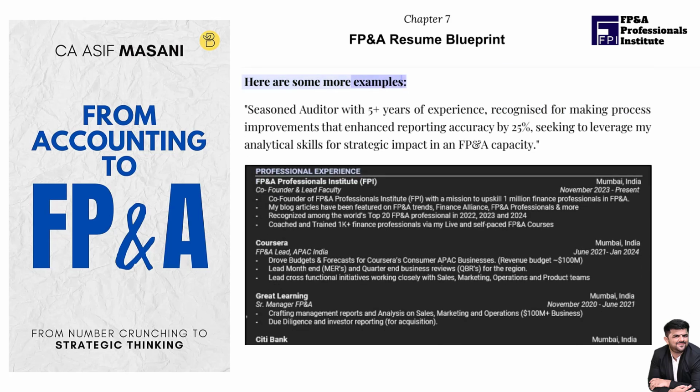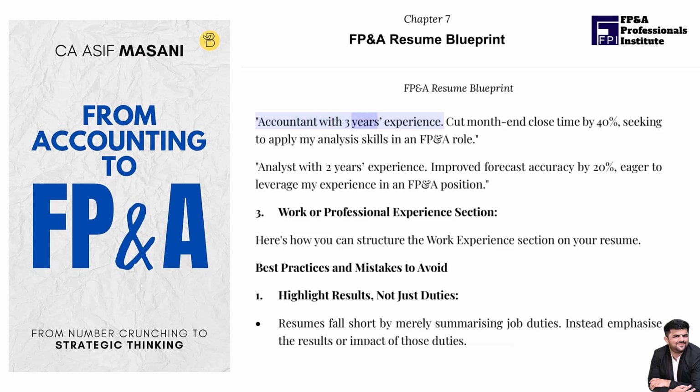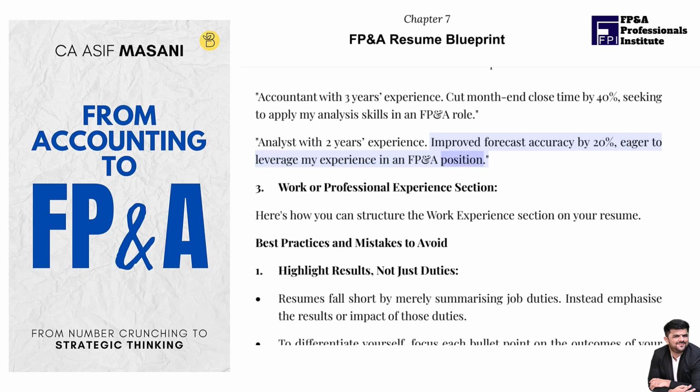Here are some more examples. Seasoned auditor with 5+ years of experience, recognized for making process improvements that enhanced reporting accuracy by 25%, seeking to leverage my analytical skills for strategic impact in an FP&A capacity. Accountant with 3 years experience. Cut month-end close time by 40%, seeking to apply my analysis skills in an FP&A role. Analyst with 2 years experience. Improved forecast accuracy by 20%, eager to leverage my experience in an FP&A position.